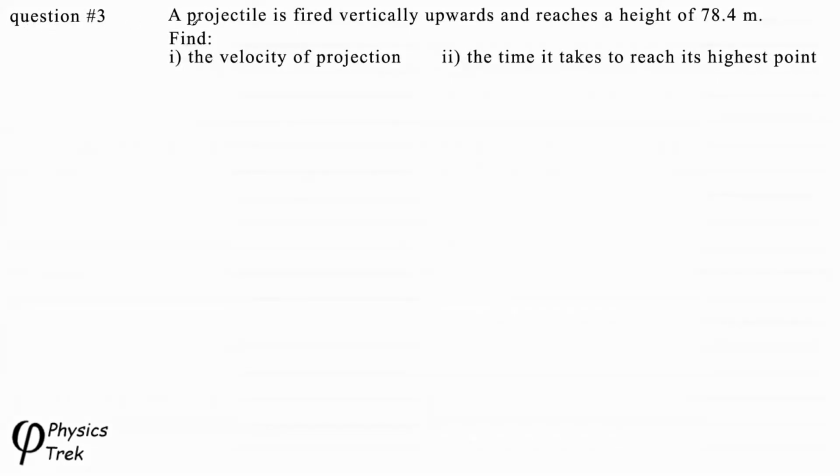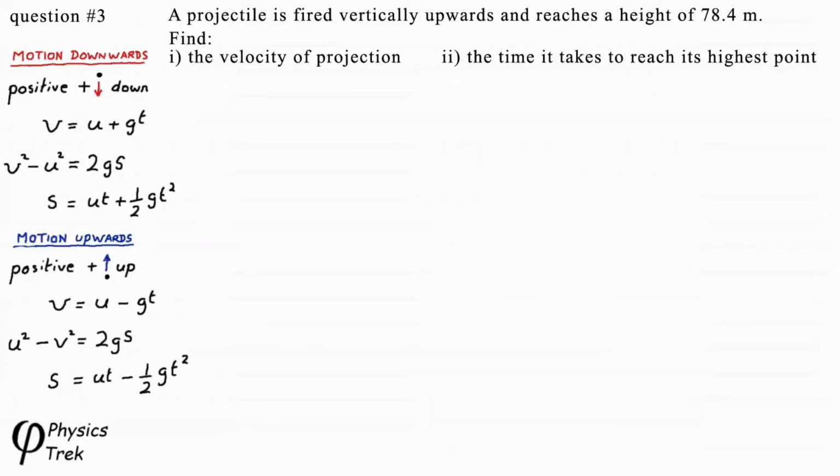Question 3. A projectile is fired vertically upwards and reaches a height of 78.4 meters. Find 1. The velocity of projection, 2. The time it takes to reach its highest point. And first down the side, for quick reference, are two sets of equations for upward and downward movement.